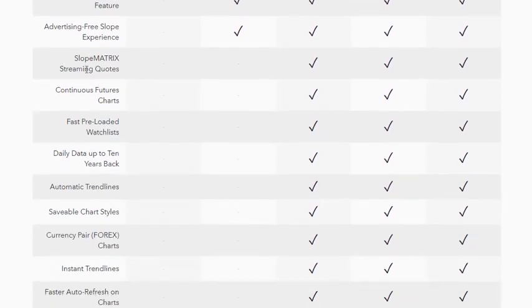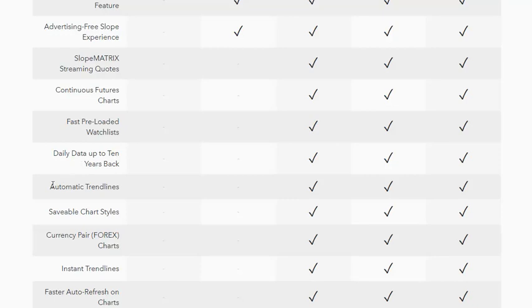You get Slope Matrix streaming quotes, which I'll show you in a moment. You get continuous futures charts. You get something I love, which is the preloaded watch list. What that means is instead of it taking a couple of seconds per chart, it takes basically zero seconds. If you preload a watch list, you can load charts pretty much as fast as your finger can bang on the down arrow. For someone like me who looks at literally like 800 charts a day, that's very valuable.